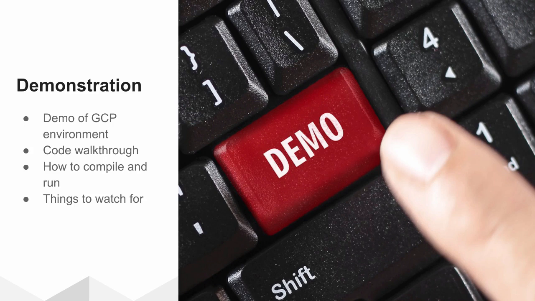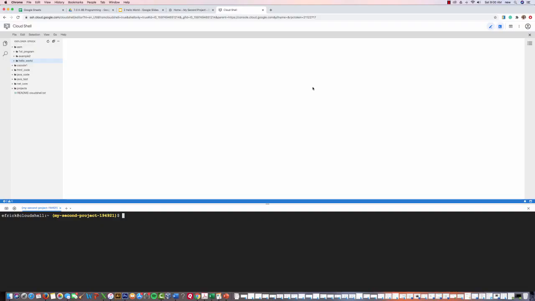So that's it for the text instructions. Let's go ahead and jump to the environment and look at some code. Okay, now I'm in my GCP environment, so let's go ahead and take a peek here.